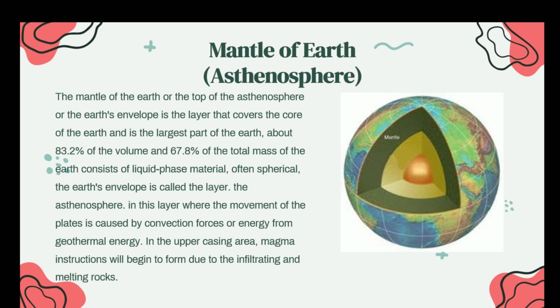The Earth's envelope is called the asthenosphere layer. In this layer, the movement of the plates is caused by convection force or energy from geothermal energy. In the upper envelope area, magma intrusion will begin to form due to the infiltrating and melting rocks.